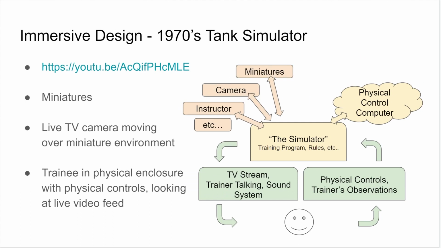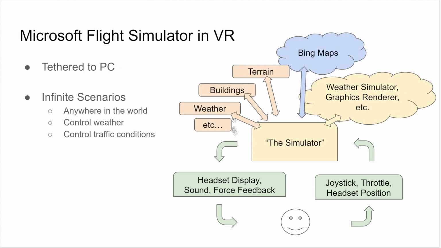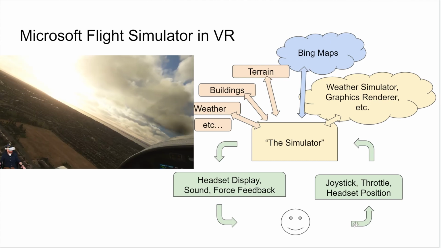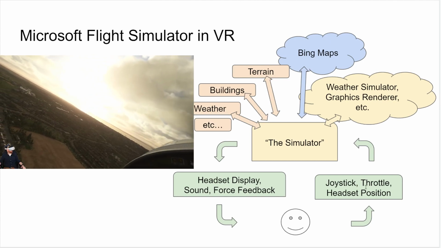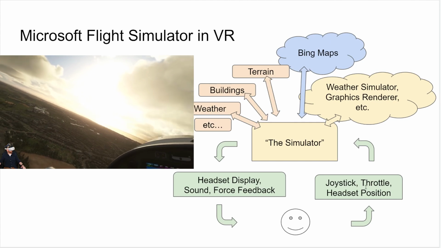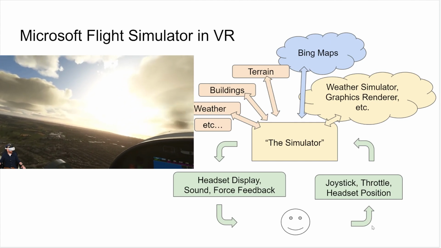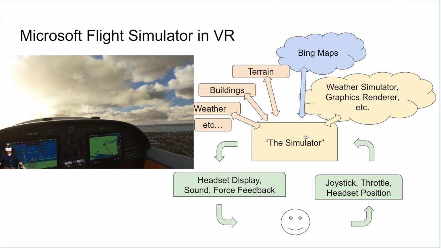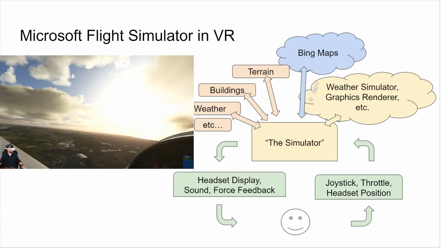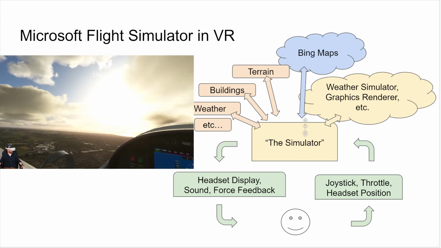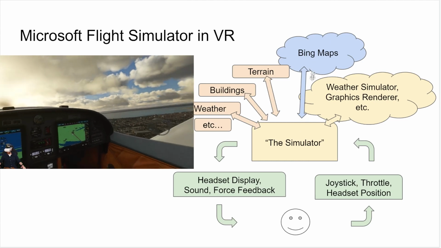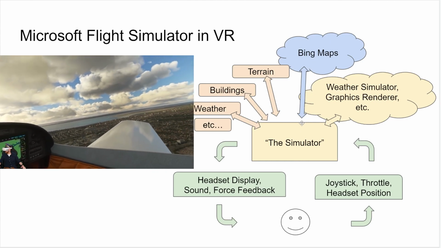But you can see that it still kind of serves the same purpose, right? So if we go back to our interaction cycle, we have us as the player. We do something to the joystick physically, and then we look around with our headset to keep track of the head position. This then gets fed back to the simulator. The simulator is taking into account the data coming in from Bing Maps to be able to generate the terrain that you're looking out into.